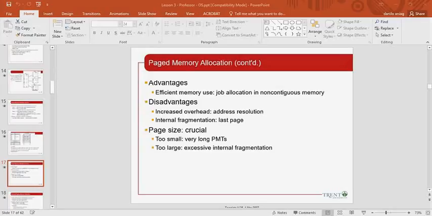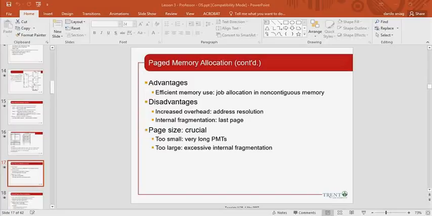Let us now talk about the advantages and disadvantages of page memory allocation. Specifically, one of the huge advantages of a paging scheme is that it allows jobs to be allocated in non-contiguous memory locations, allowing memory to be used more efficiently. However, there are disadvantages such as overhead is increased and internal fragmentation is still a problem. Although it occurs only in the last page of each job, nevertheless, it is profoundly significant.